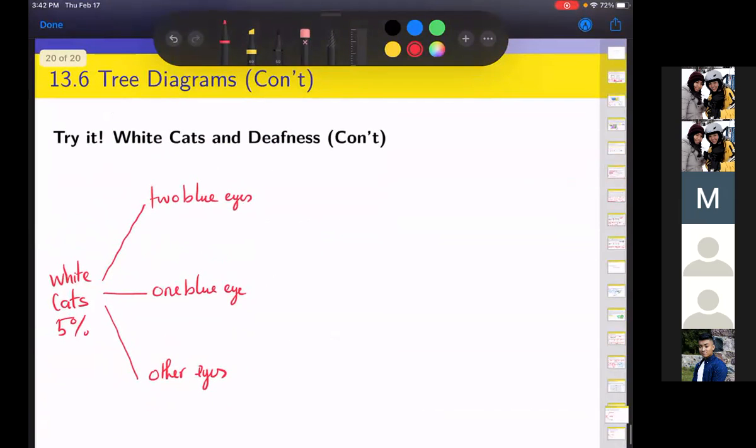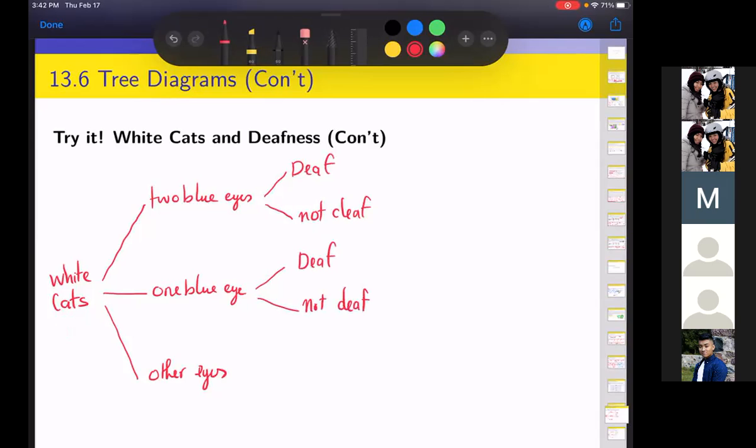Okay. So within each of the subgroups, there's either deaf or not deaf. Deaf, not deaf. I'm not going to put anything there. So deaf, not deaf, deaf, not deaf.